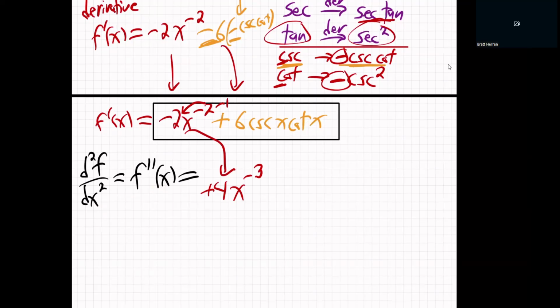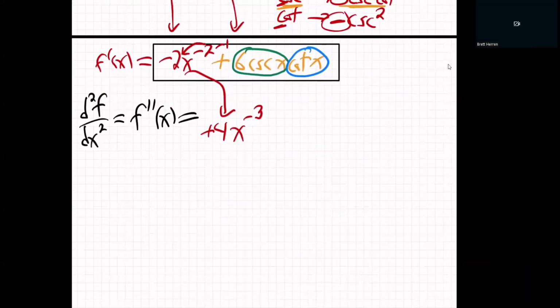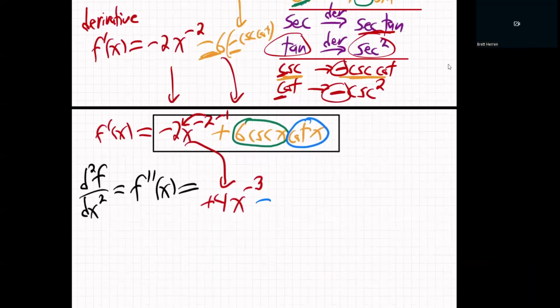Well, this is two functions of x multiplied. You might say, well, it's 3, it's 6. No, just include the 6 with the first part. Let's make it easier. So basically we have two functions of x multiplied. We have 6 cosecant multiplied by cotangent. So that's the product rule. They're going to need to take turns. So the first one goes first.